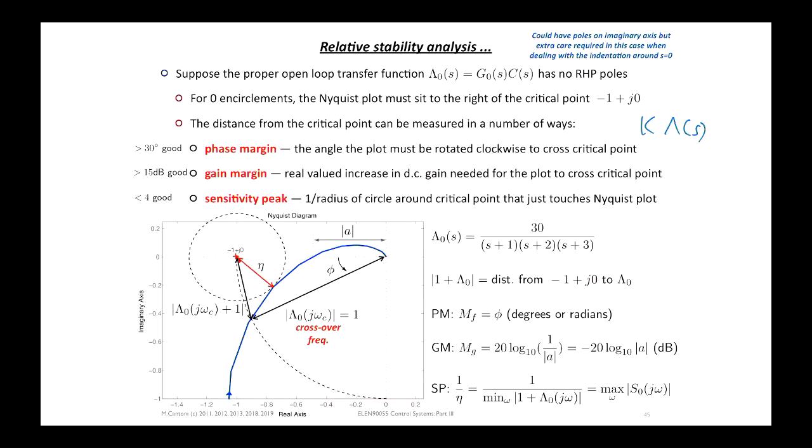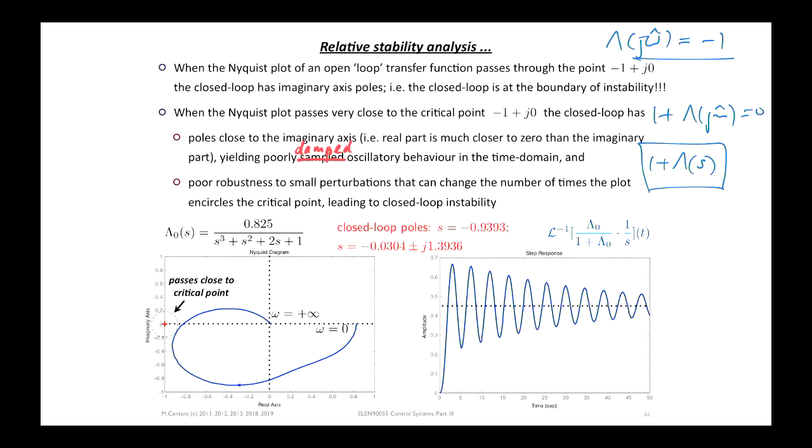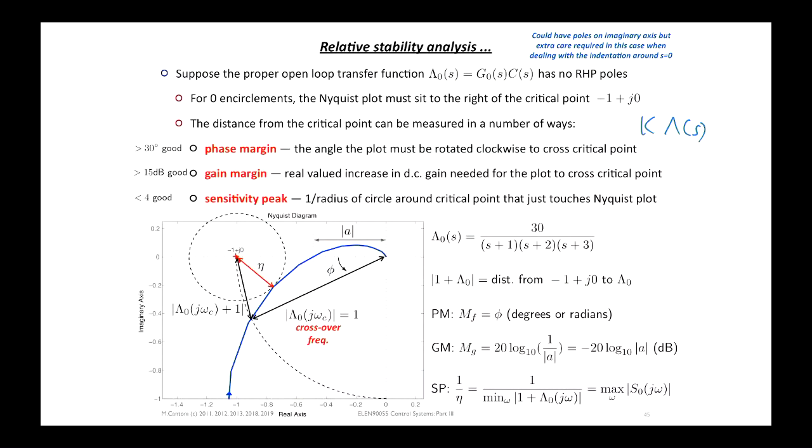Now, the point here is that these are just different ways of figuring out how close the Nyquist plot is to the critical point minus 1, right, which is of interest for the reasons I explained on this slide here. The other way to think about how close your Nyquist plot is to the critical point is to draw little circles around the critical point and keep on making them bigger until you just touch the Nyquist plot, right? And the radius of that largest circle is another measure of how close the Nyquist plot is to the critical point. All right?